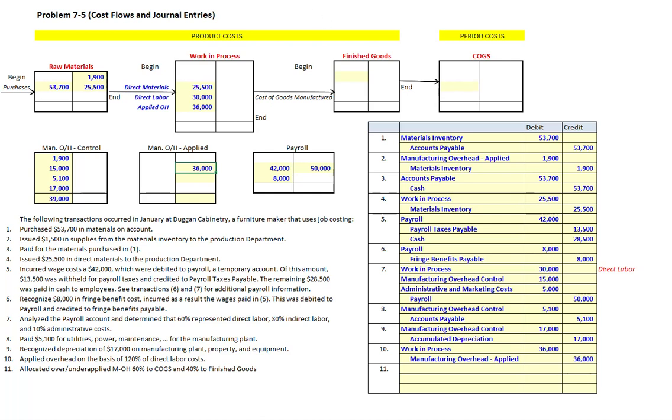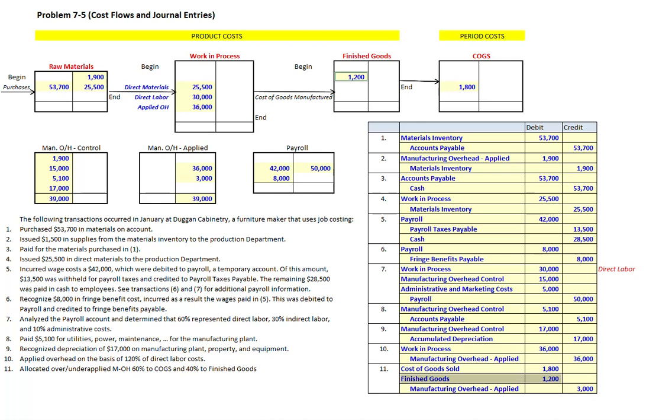To close this out, we need a $3,000 debit to manufacturing overhead applied, and notice that will indeed zero out our manufacturing overhead applied and manufacturing overhead control, and we're going to need to then allocate that to cost of goods sold and finished goods. So 60% of that is going to cost of goods sold, and then 40% of it to finished goods.